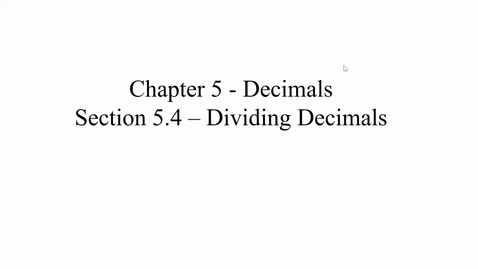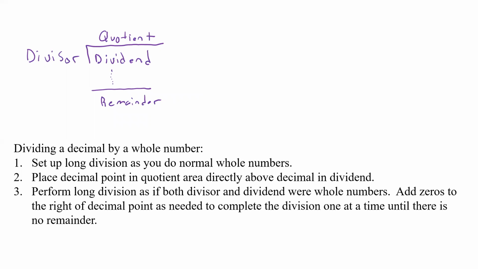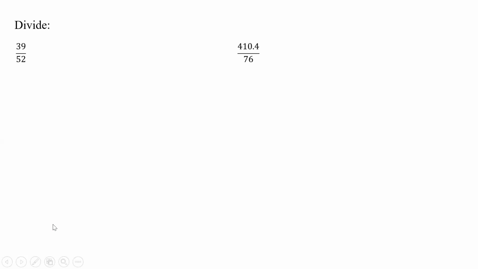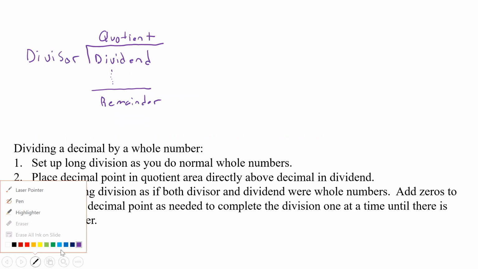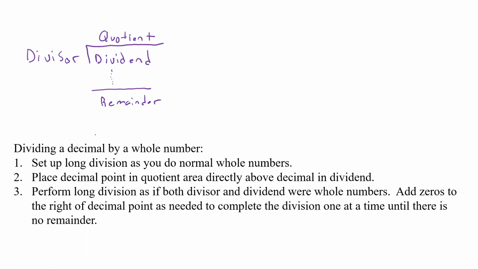Okay, today we're going to do section 5.4, dividing decimals. So if you remember, when we divide, we have our divisor out front here, we have the dividend in here, the quotient is up here, and our remainder is whatever's left over at the bottom. Now what we're going to eventually want to do is get a remainder of 0, and so that's how this is going to work.